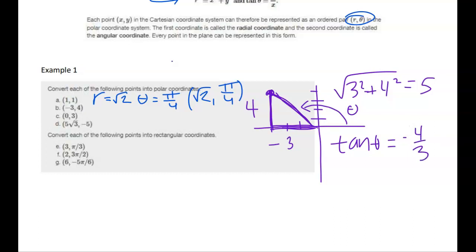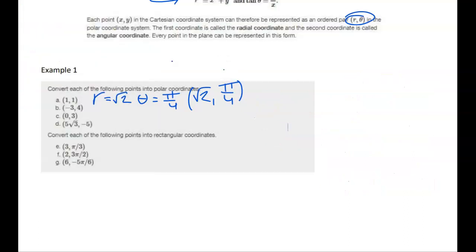We would probably want to use a graphing calculator or a scientific calculator to take the arctan of that. And we do end up getting that theta is approximately 2.21 radians. Okay, but it's not a nice unit circle value there. And so that's going to be our answer for B. Let's look at C.